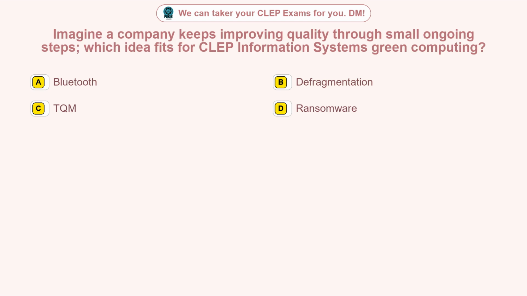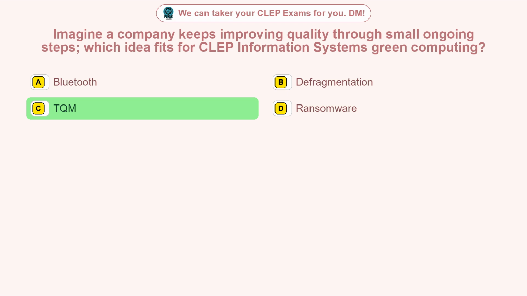Question 18. Imagine a company keeps improving quality through small ongoing steps. Which idea fits for CLEP Information Systems green computing? Option A. Bluetooth. Option B. Defragmentation. Option C. TQM. Option D. Ransomware. The correct answer is option C.